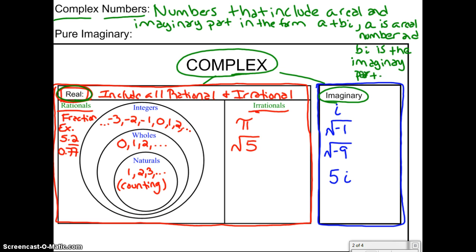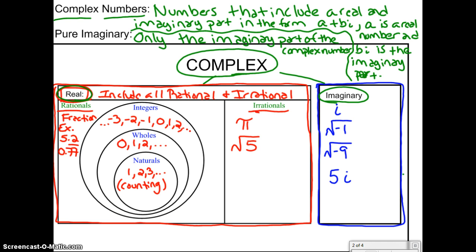All right, pure imaginary is only the imaginary part of the complex number. I'll draw a little line here just to make sure that we do not get confused, okay? So when I'm talking about pure imaginary, I'm talking about the i, the 5i, the square root of a -1.